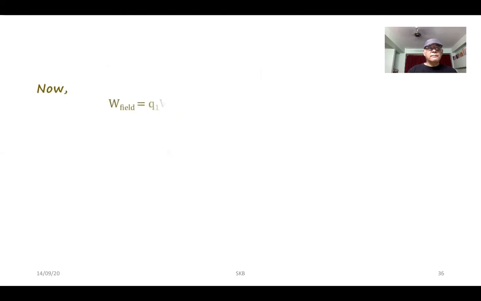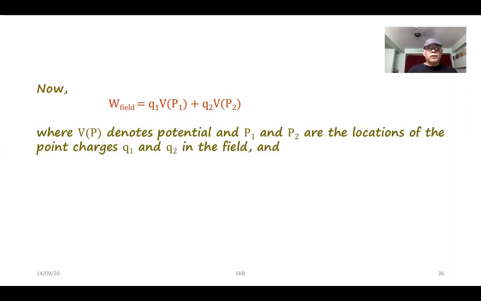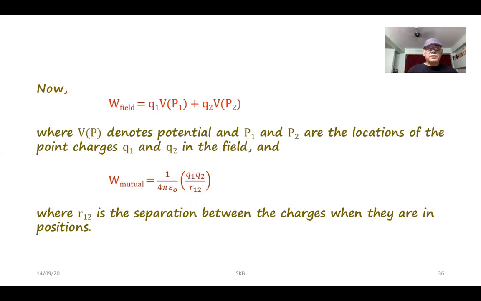Now, W subscript field is equal to Q1 multiplied by V at P1 plus Q2 multiplied by V at P2, where V at P denotes potential and P1 and P2 are the locations of the point charges Q1 and Q2 in the field, and W subscript mutual is equal to 1 by 4 pi epsilon naught Q1 Q2 divided by R12, where R12 is the separation between the charges when they are in position.